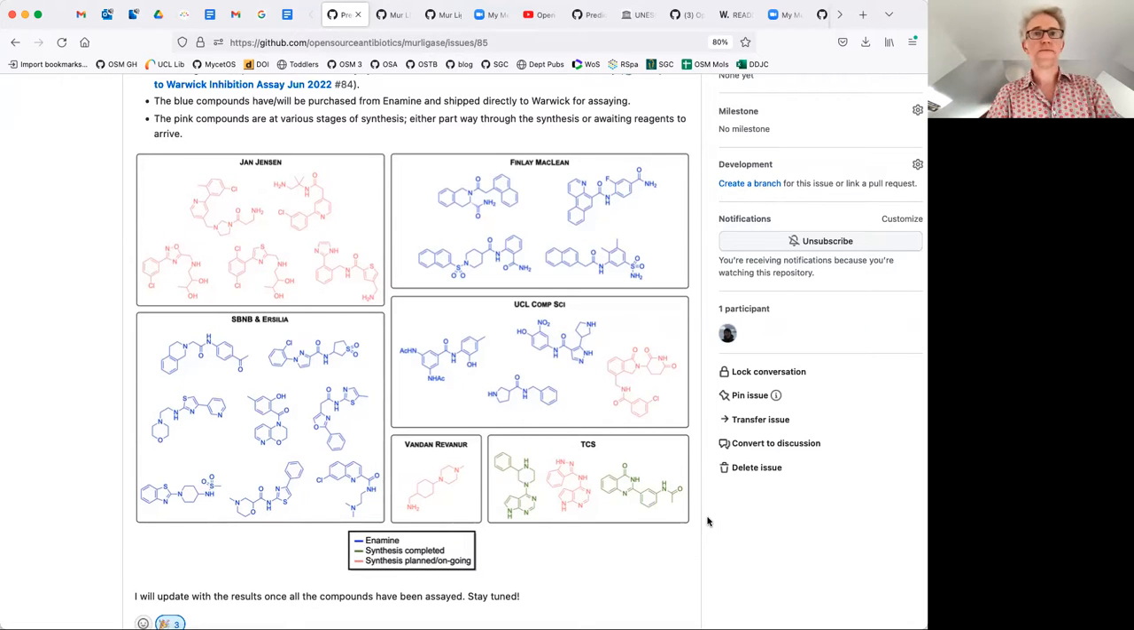Yeah, we'll see what we'll get. We may get nothing. Hopefully we'll get something. These are all probably going to be weak binders. So certainly SPR and soaking will be the best way to go. But we'll see what we get, I guess.